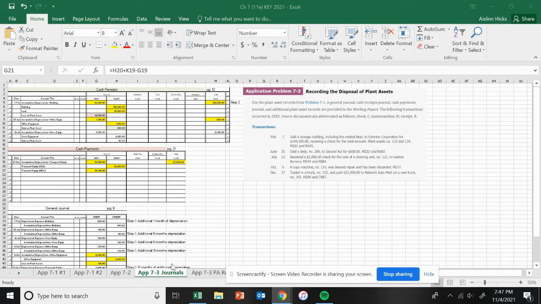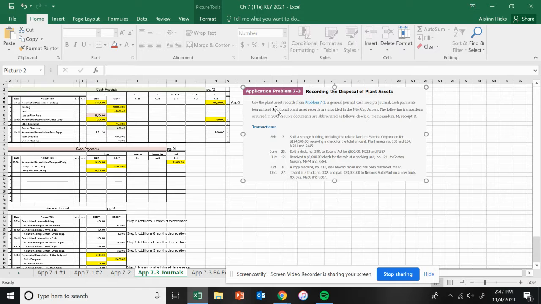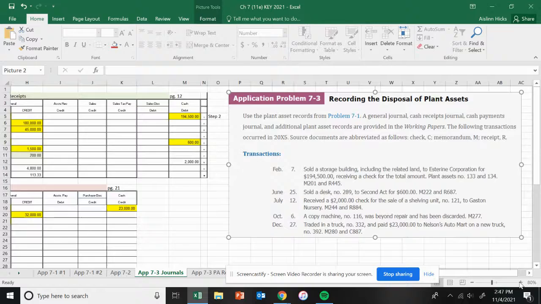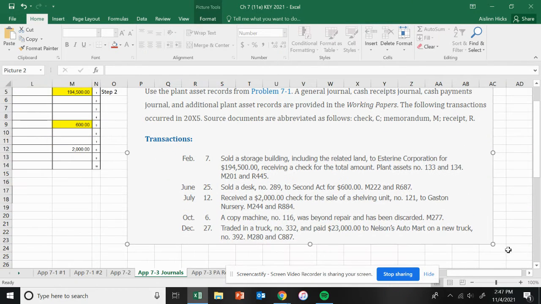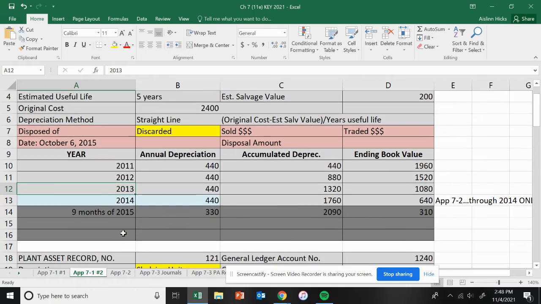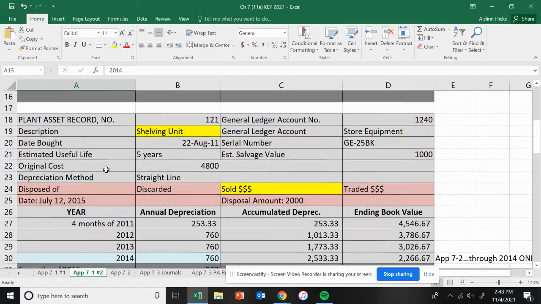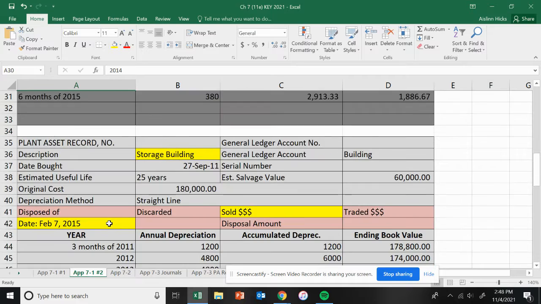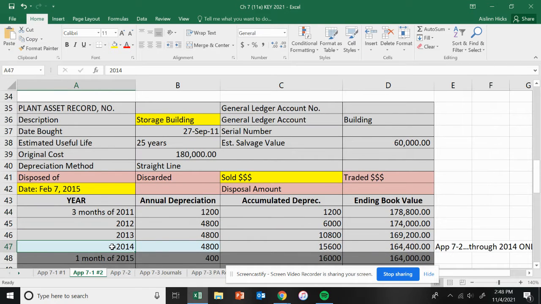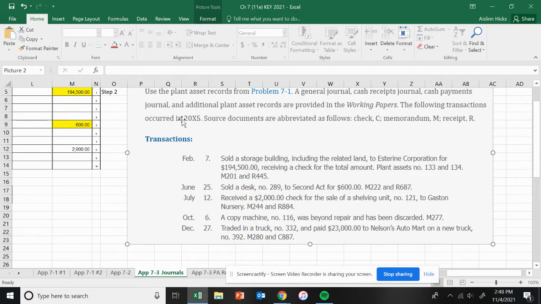On this tab, 7-3, which is called journals, we're going to take a look at what the book says. So I pasted it in there for us. At this point, we're going to get rid of some stuff, and it's 2015. That's important to note. The last video, we depreciated everything through 2014. So now we're in 2015, and we're going to get rid of some things.